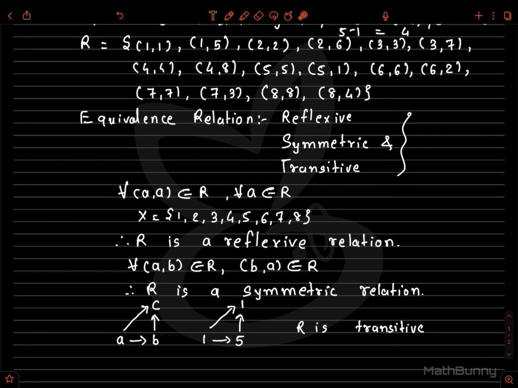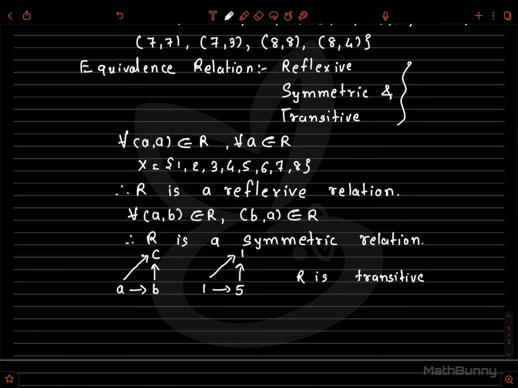The definition of an equivalence relation says that if a relation is reflexive, symmetric and transitive, then it is called an equivalence relation. Here, we have proved that R is a reflexive relation, R is a symmetric relation, and R is also a transitive relation. So, we can say that R is an equivalence relation.